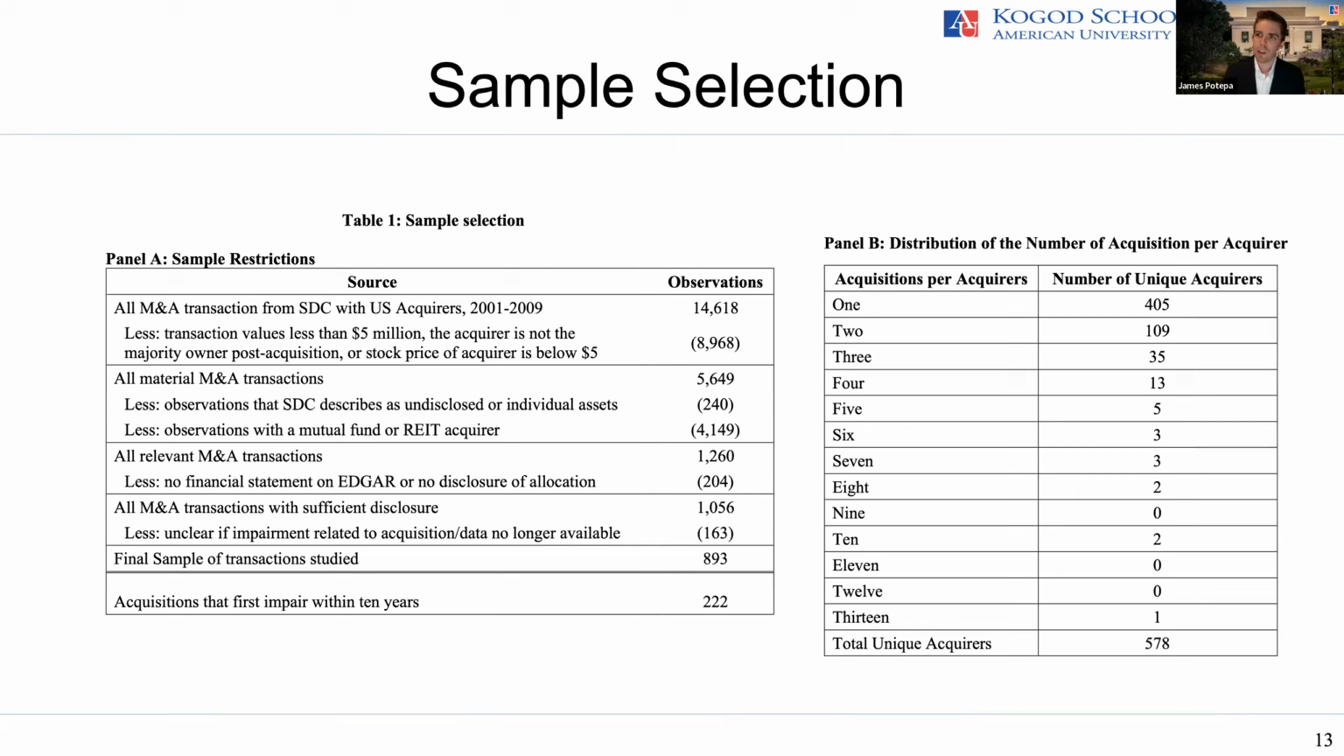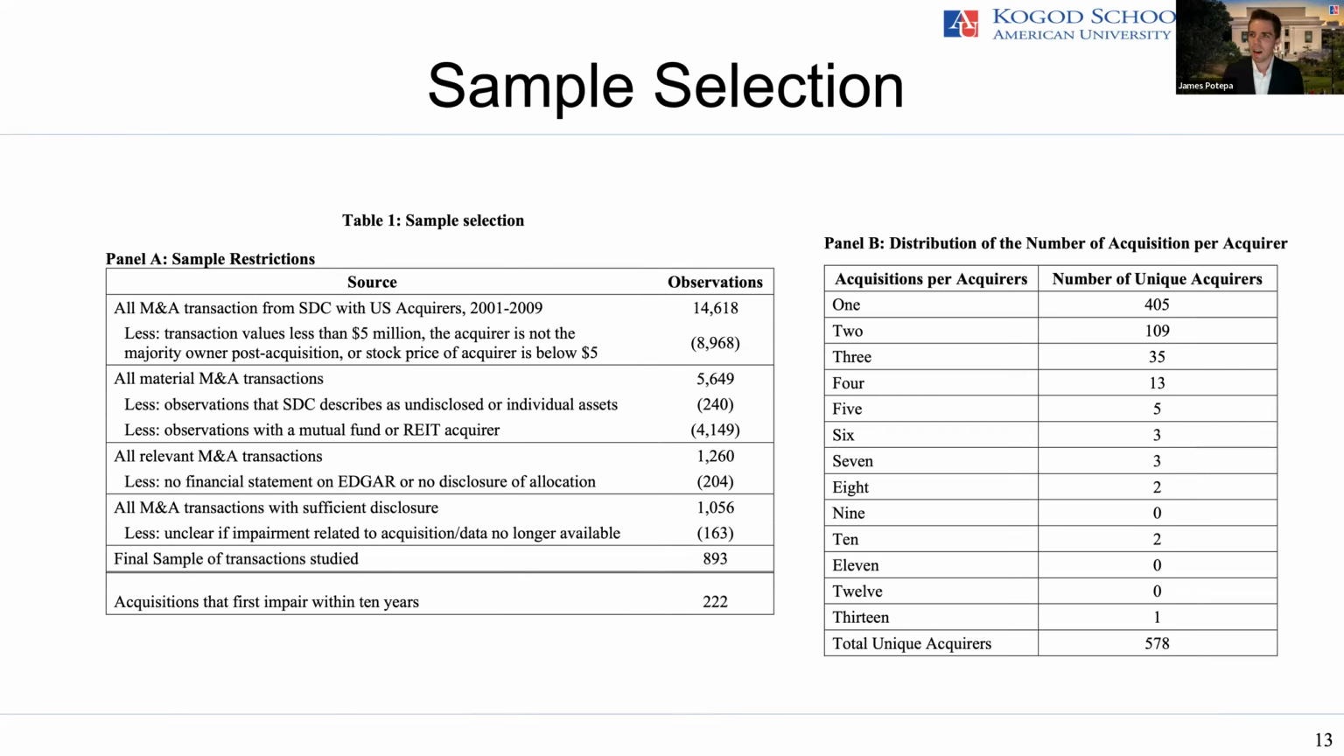I think I also mentioned, what does it look like in terms of the acquirers? Most of these are individual acquirers. Most of them are just one, but we do have instances of multiple acquirers. We have one interesting outlier that bought 13 targets over the course of these 9 years or so. So there are definitely some multiple transactions here for the same acquirer.